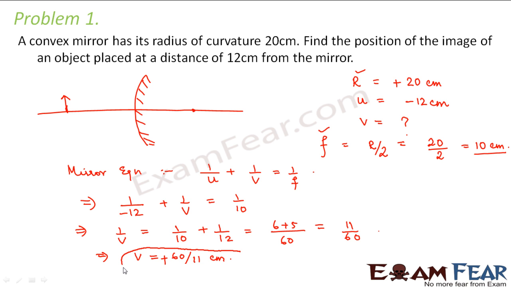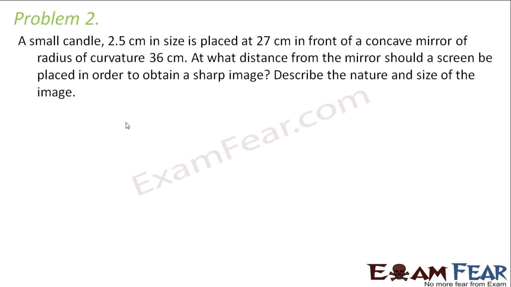That means the image will be formed somewhere on this side at a distance of 60 by 11 centimeters. Right? So somewhere here the image will be formed. So this describes the image. The question already asked you about the position of the image, so you are only bothered about this value of v because it talks about the position of the image, and this position is measured from the pole of the mirror. Right? Okay. Let us go ahead and look at the next problem.